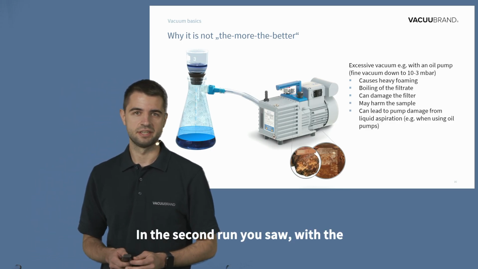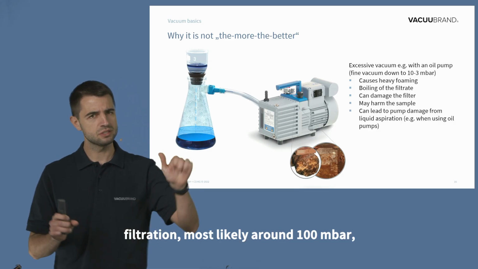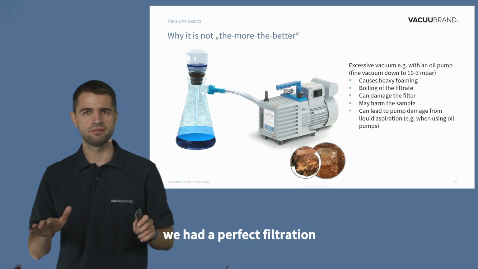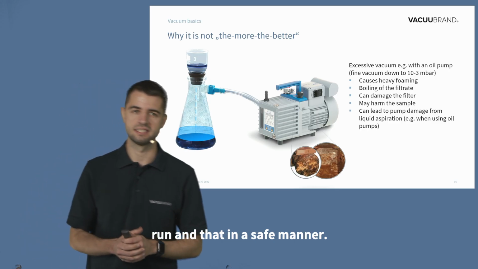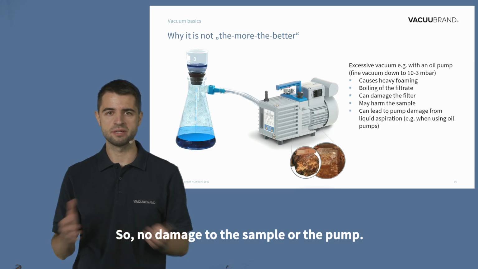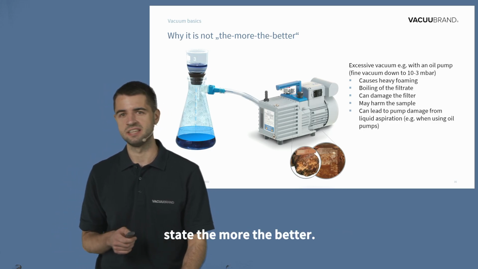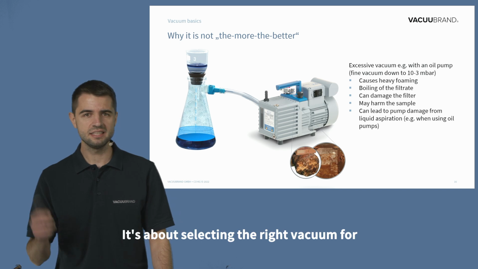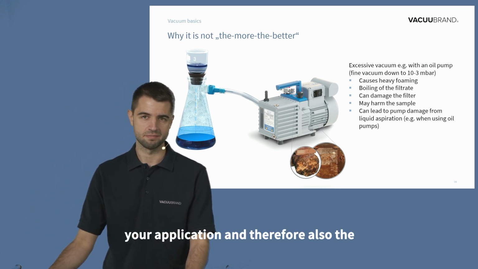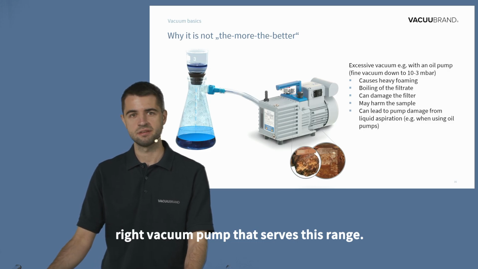In the second run you saw, with the appropriate vacuum required for the filtration, most likely around 100 millibar, we had a perfect filtration run, and that in a safe manner. So no damage to the sample or the pump. In conclusion, it's not always correct to state the more the better. It's about selecting the right vacuum for your application, and therefore also the right vacuum pump that serves this range.